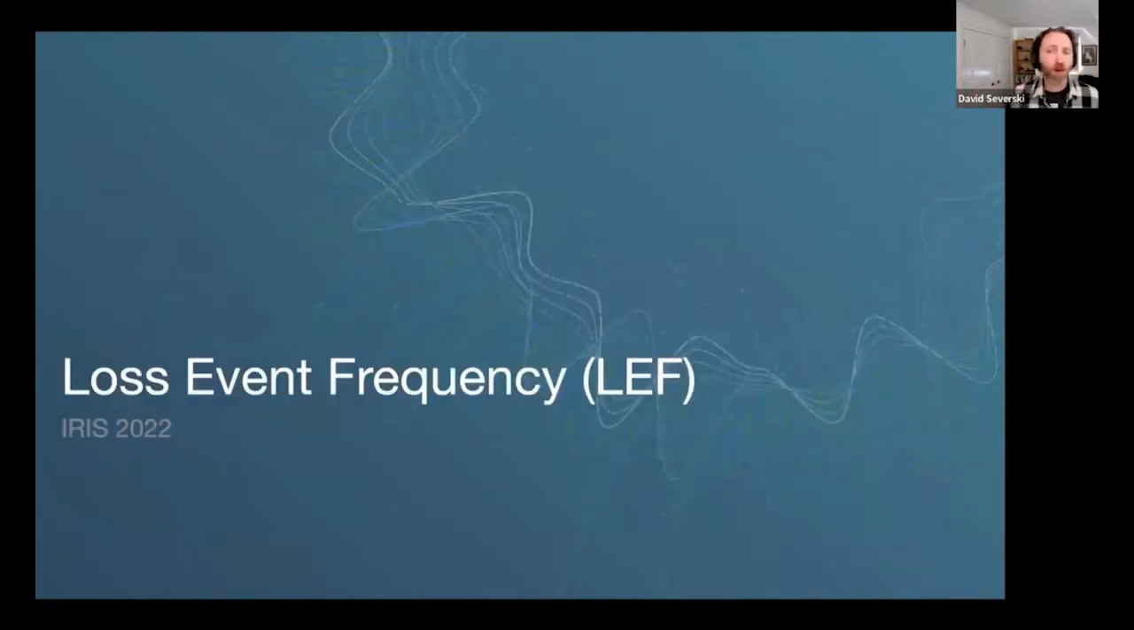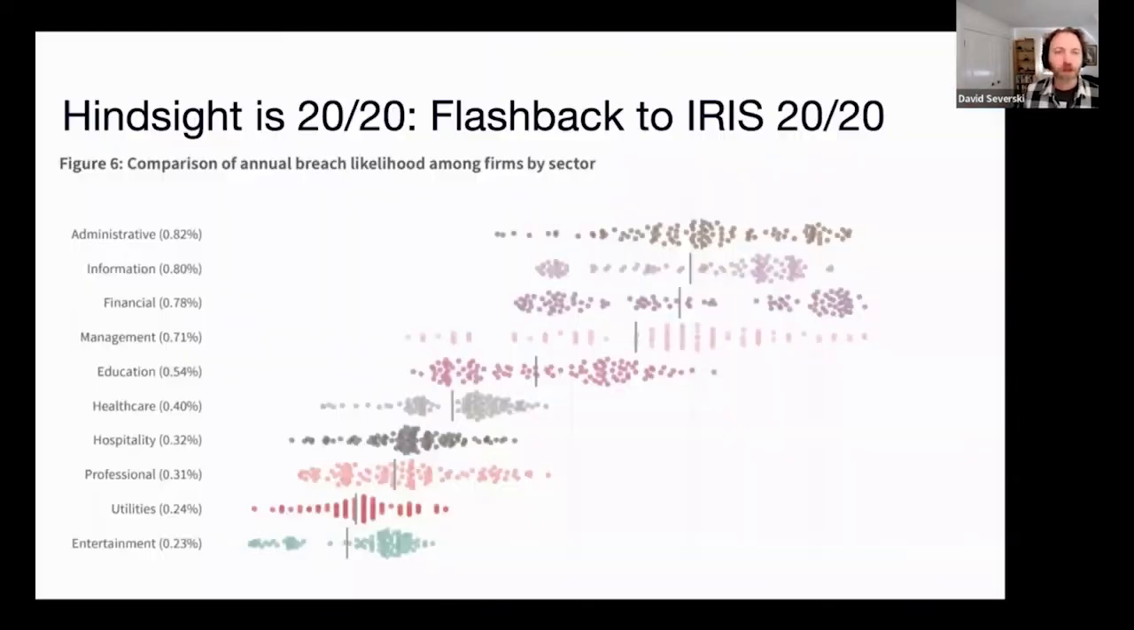So with that, let's talk about loss event frequency. We use terminology there that is largely based upon the FAIR taxonomy. We have loss event frequency, how often does a bad thing occur, and loss magnitude, how bad does it hurt once it occurs. This is not wedded to the FAIR taxonomy, but it's a good way of thinking about problems in my experience. So if we do a flashback to what we did in the IRIS 2020, you may remember this chart if you've read that report. If not, you can download that for free. It's still relevant out there on cyentia.com/IRIS about the annual breach likelihood among firms by sector.